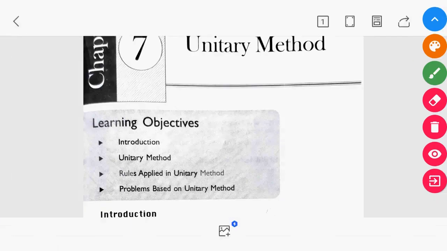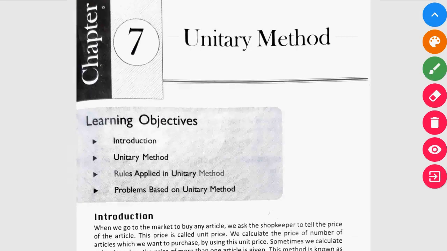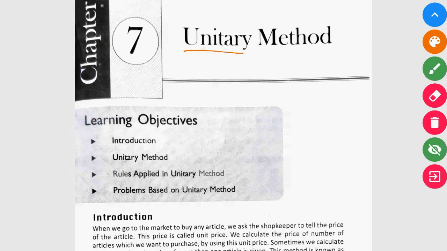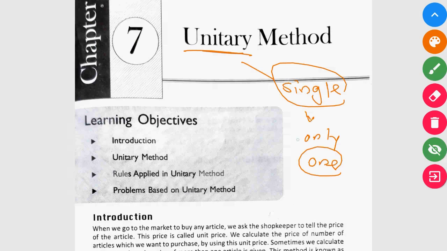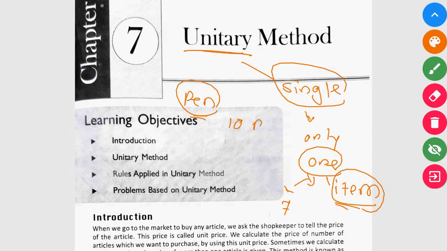Okay, so our Olympiad's next chapter is unitary methods. What is meant by unit? Unit means a single thing. Only one is known as a unit. So if we know the price of one item or one thing, we can calculate the price of so many things. That is, if I have a pen and the cost of the pen is 10 rupees.